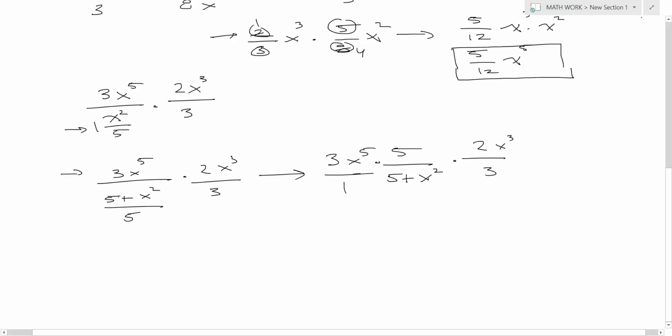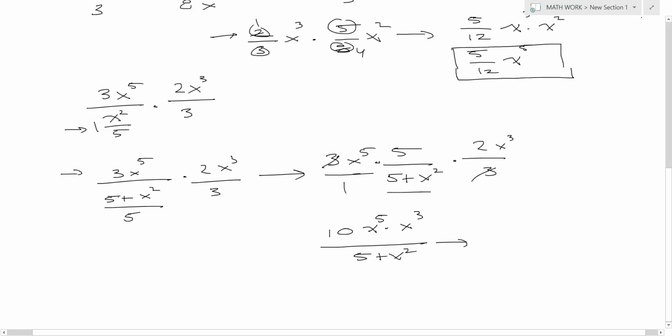Okay, let's do it. I'm going to multiply 3 times 5, which is 15 times 2, simply 30. Oh wait, this 3 cancels out, right? So it's 5 times 2, which is 10. I'm going to write x to the 5th times x cubed, and then we're simply left with 5 plus x squared in the denominator.